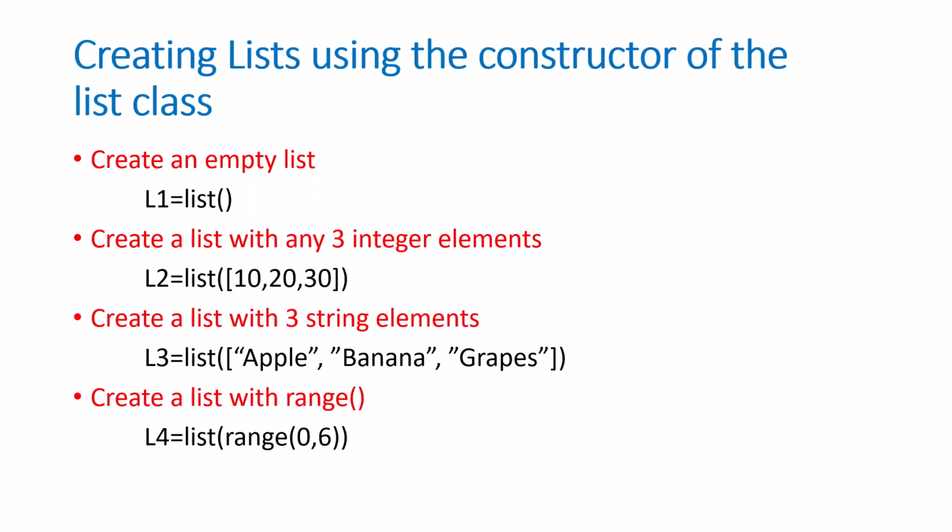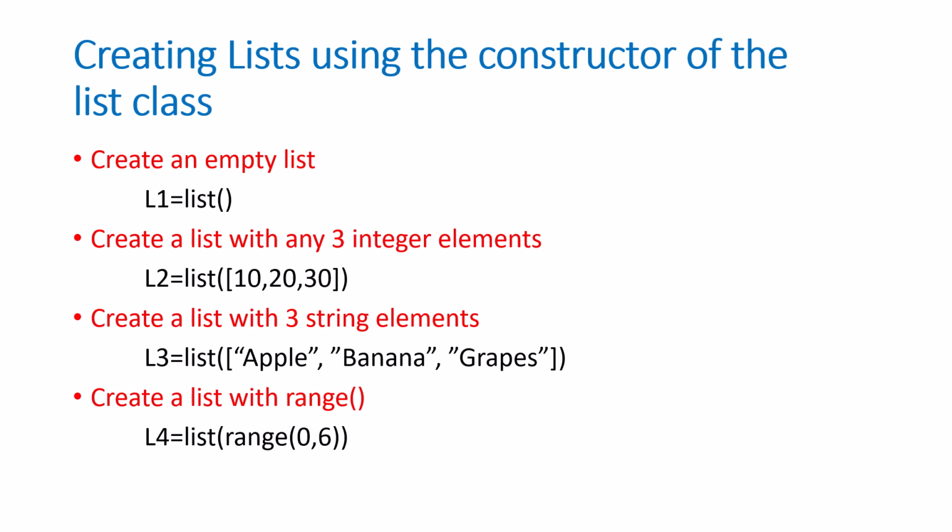Now, these are a few examples to create a list using the constructor of the list class. The first example is creating an empty list. So L1 equal to list of, and we have empty brackets. This is an example that shows how to create an empty list.